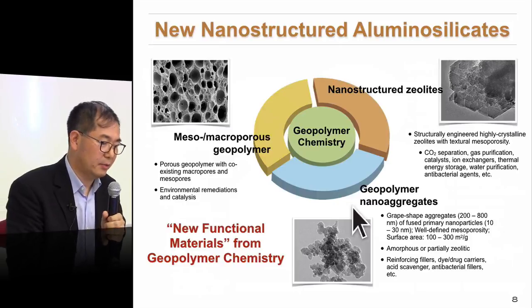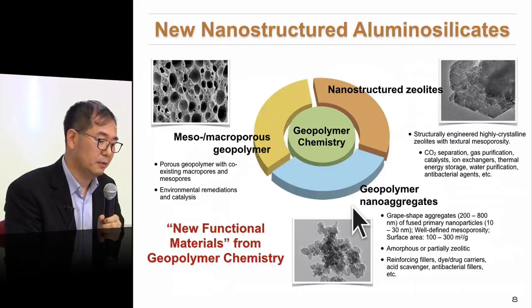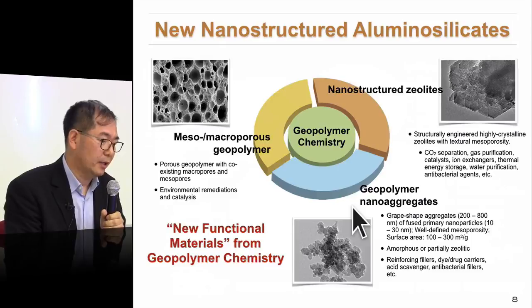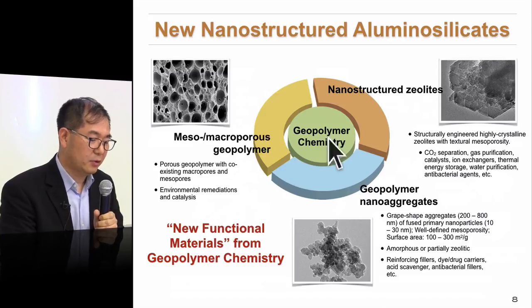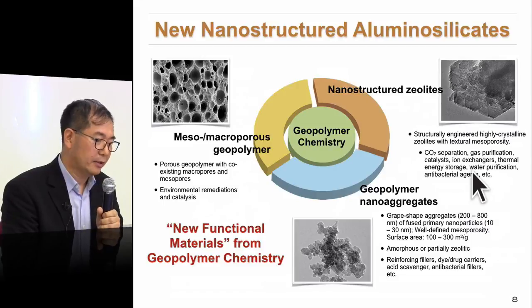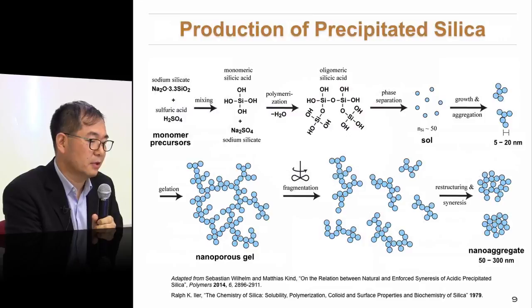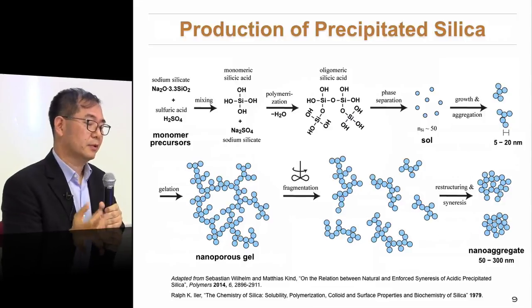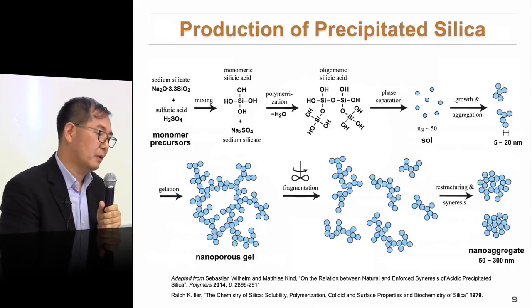But I'm not going to talk about the applications, the interesting properties that are directly applicable at larger scale. So before we start to talk about nanoaggregates, I want to describe the production of precipitated silica, because this is related to the production of geopolymer nanoaggregates, for comparison.